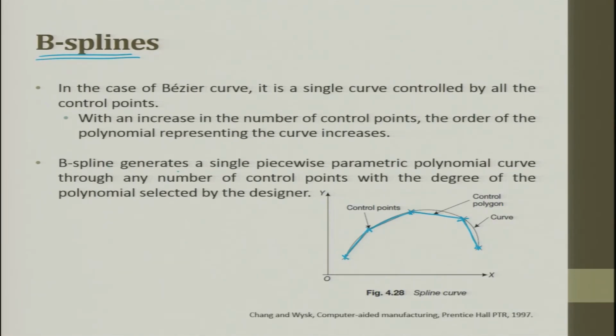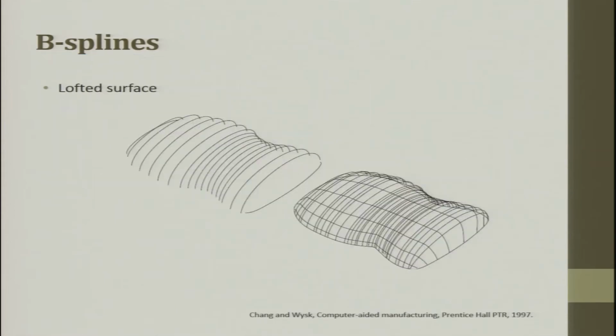So, B-spline generates a single piecewise parametric polynomial curve through any number of control points, these are the control points, with the degree of the polynomial selected by the designer. Here is a lofted surface. So, in this lofted surface, these are the curves. These curves are joined together and they form a surface.